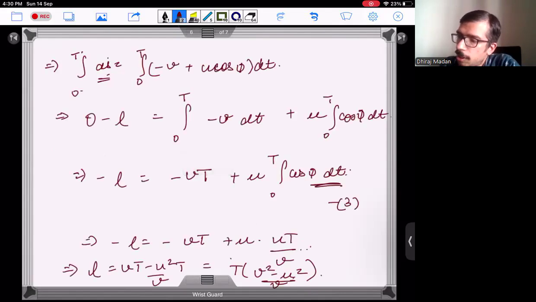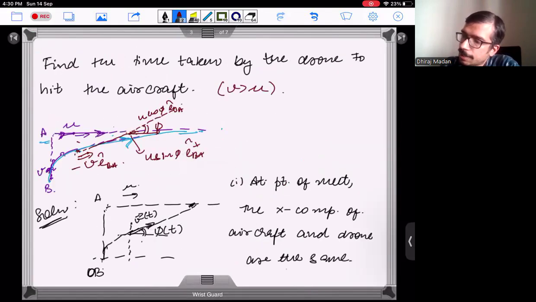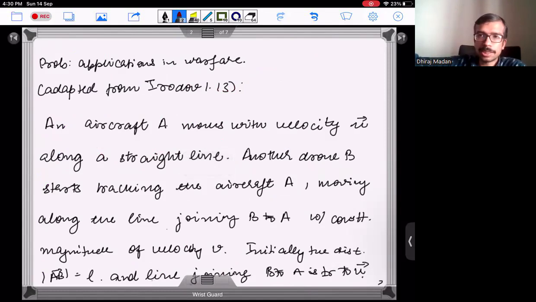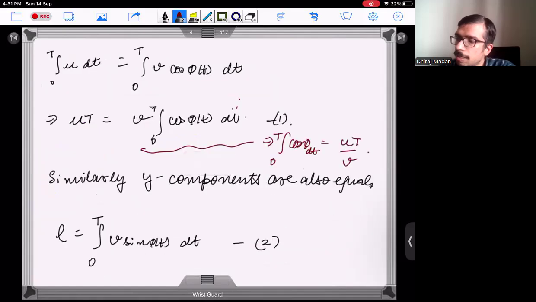So let's just recapitulate what we did over here. This problem was that there is an aircraft which is moving along a straight line, let's say the horizontal line with speed U, and a drone which is tracking this aircraft. As this aircraft moves, the drone will keep on changing its direction, and ultimately at some point they are going to meet each other. So let phi be the angle which this particular drone makes with the x-axis. Now we can write down the two equations which ensure that their x components and y components at the point of meet are equal.